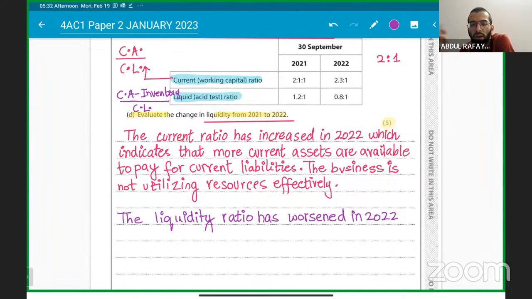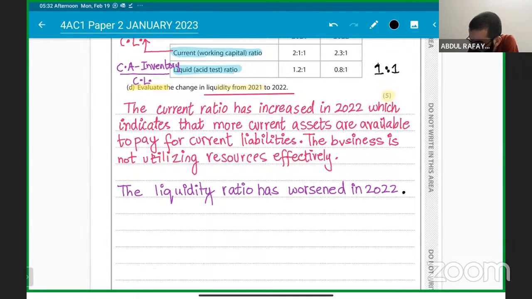So we need to understand that the liquidity ratio has worsened in 2022, as we can see, students. The ideal ratio for this is 1:1. You can write down this point as well. The ideal ratio is 1:1. For each current liability, there should be one current asset available, which we are not at.